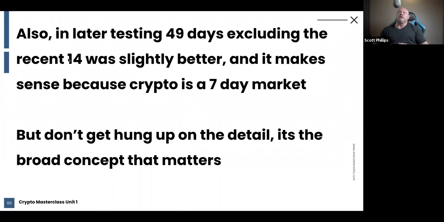49 days excluding the most recent 14 was slightly better, and it makes a bit more logical sense because crypto's a 7-day market. One thing I want to say really clearly is don't get hung up on the detail. If 49 days works and 52 days doesn't work, your whole idea sucks.